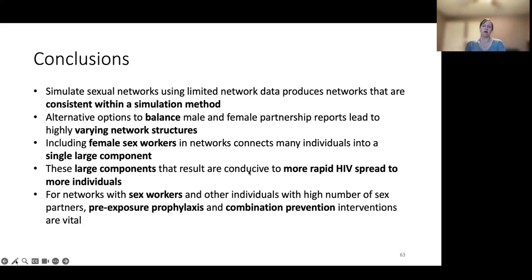Some conclusions are that we simulate networks that are consistent within a simulation method, but that alternative options to balance those male and female partnership reports lead to highly varying network structures. Next is that just including female sex workers in networks connects many individuals into a single large component, and that the large components are more conducive to more rapid HIV spread to more people. So for networks with sex workers, which is obviously basically all networks around the world, and other individuals with a really high number of sex partners, pre-exposure prophylaxis and combination prevention interventions are vital.